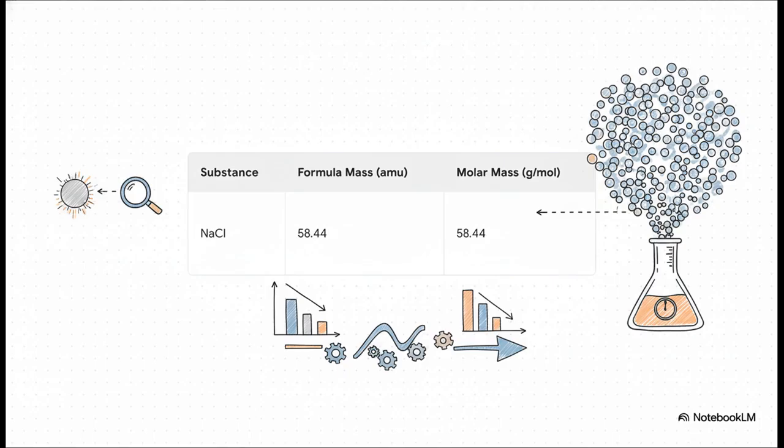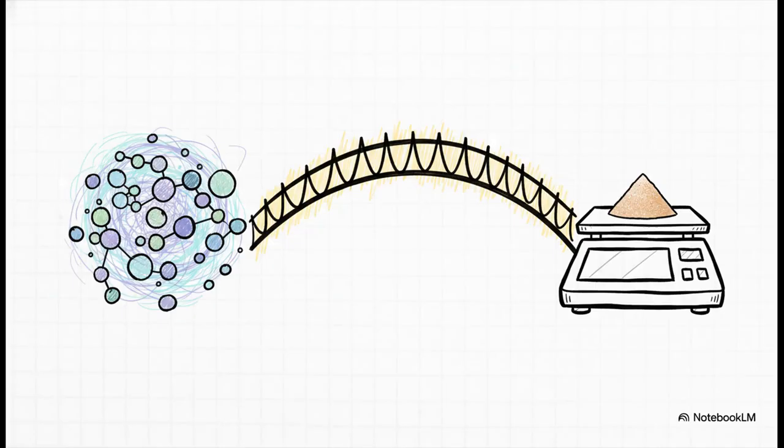It is an incredibly powerful and convenient trick. This simple calculation is the bridge. It's what connects the invisible world of atoms and molecules to the tangible world of grams that we can actually measure out on a scale. This is how a chemist can weigh out a pile of white powder and know with total confidence exactly how many atoms they're holding in their hand.